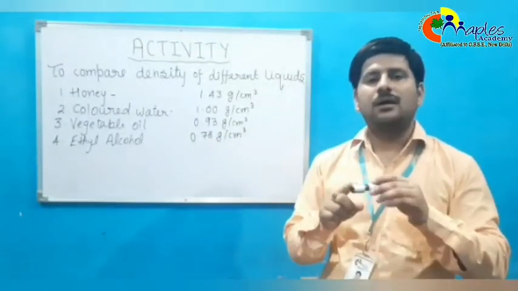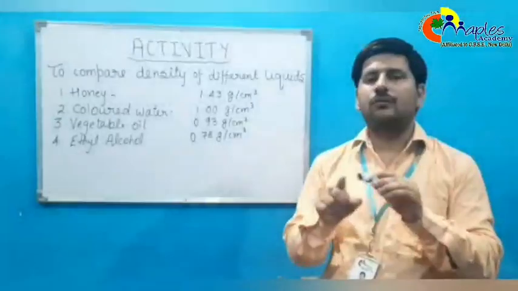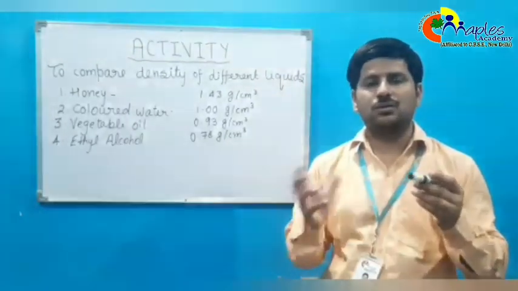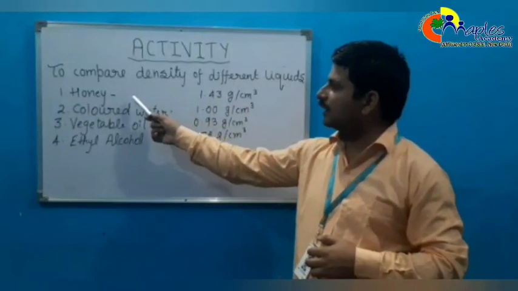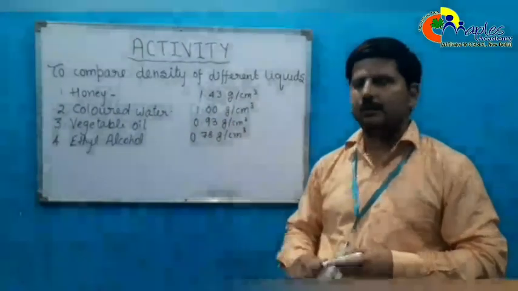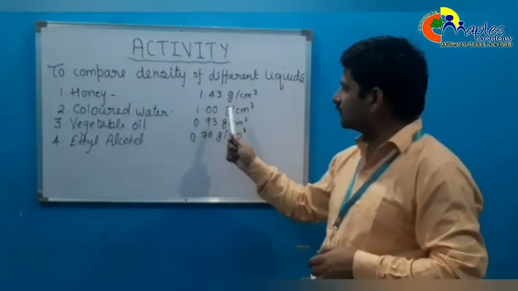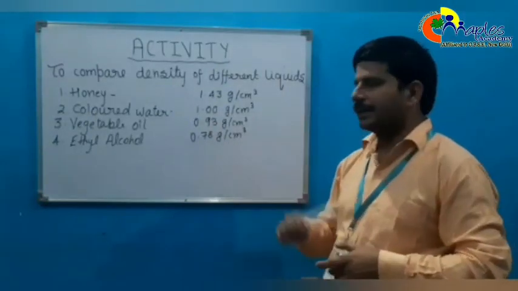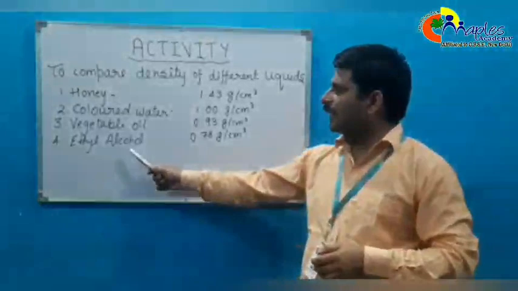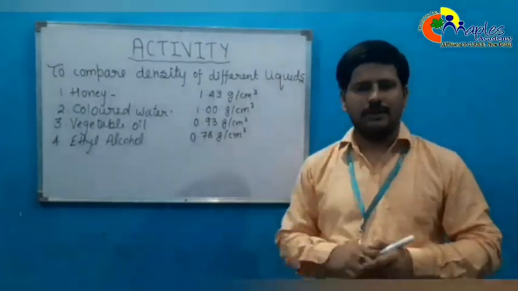That is, in the volume of 1 centimeter cube or 1 meter cube, how much mass of that object is there. You can see I have written down the densities of honey, which is 1.43 gram per centimeter cube, colored water, which is about 1 gram per centimeter cube, vegetable oil, which is 0.93 gram per centimeter cube, and ethyl alcohol, which is 0.78 gram per centimeter cube.